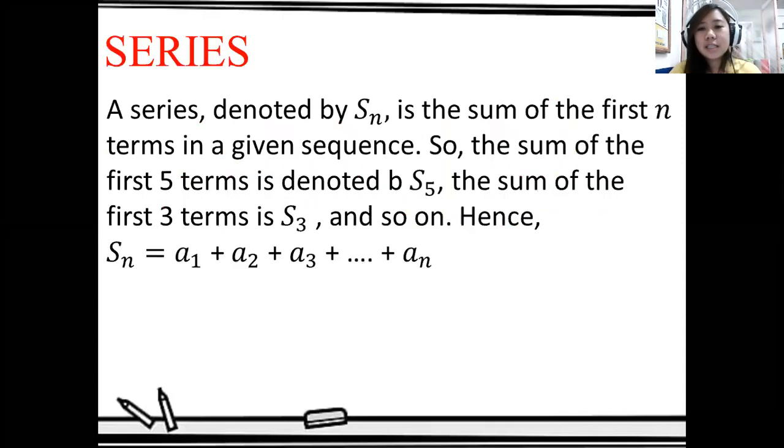A series is denoted by S sub n. It is the sum of the first terms in a given sequence. So the sum of the first 5 terms is denoted by S sub 5. The sum of the first 3 terms is S sub 3 and so on. Hence, S sub n is equal to A sub 1 plus A sub 2 plus A sub 3 plus A sub n.